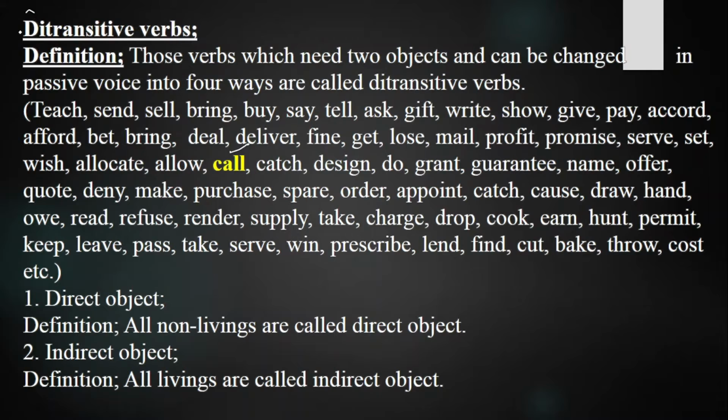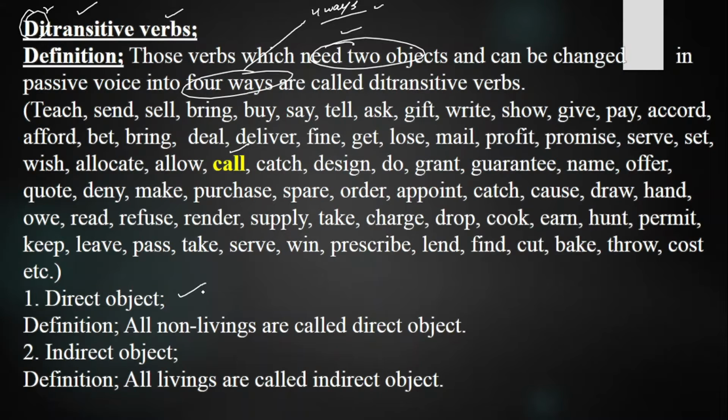Di means two, transitive which can be changed into passive voice, and verb which shows an action. So those verbs which need two objects and can be changed into passive voice in four ways are called ditransitive verbs.